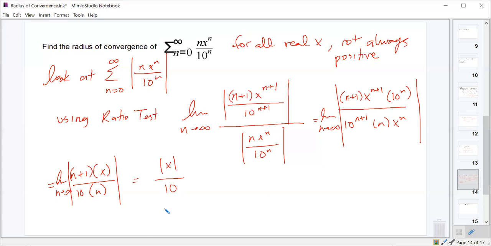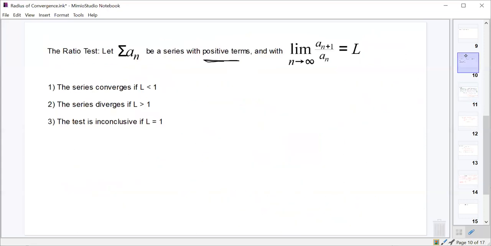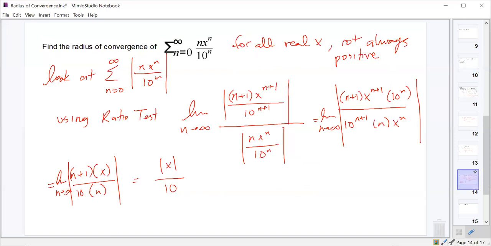Well, now what? Our ratio test said the series converges if our limit is less than 1. The series diverges if our limit is greater than 1. The test is inconclusive if L is 1. We got absolute value of x over 10. Is that 1? Is that less than 1? Is that greater than 1?